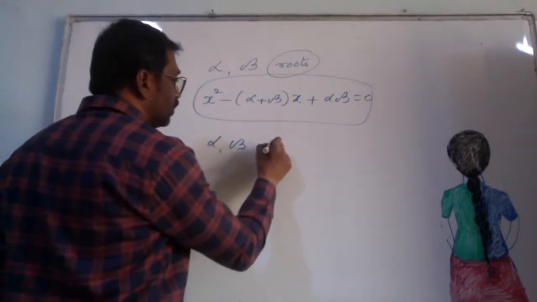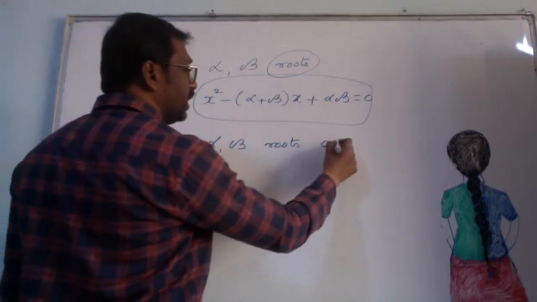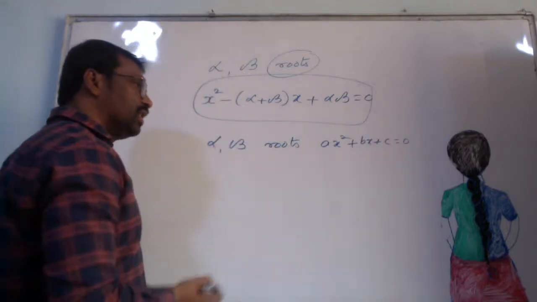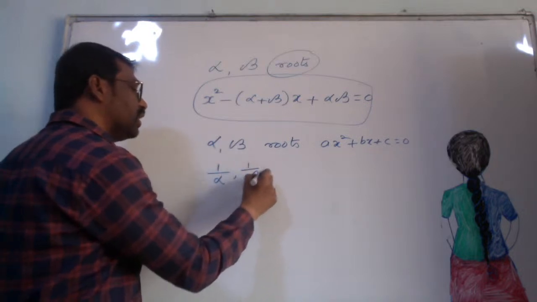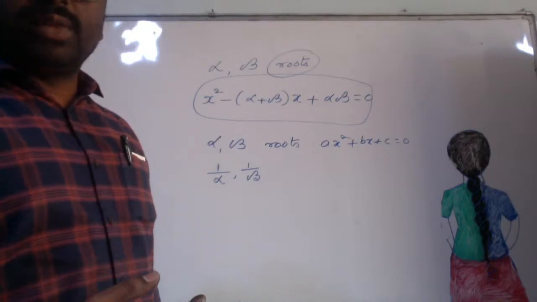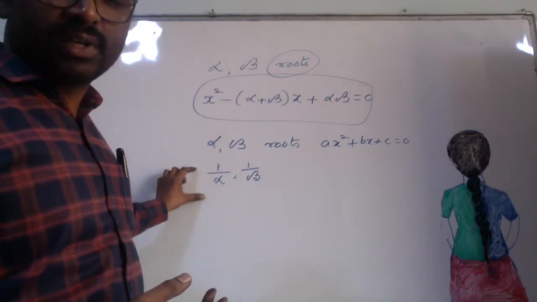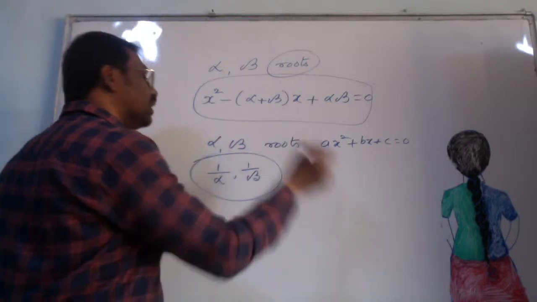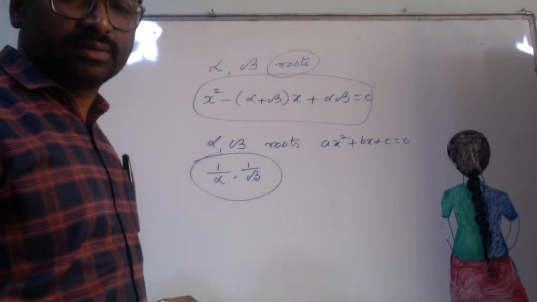Alpha, beta are the roots of the quadratic equation ax square plus bx plus c equal to 0. Then what is the quadratic equation whose roots are 1 by alpha and 1 by beta? So 1 by alpha, 1 by beta mean these are the reciprocals of the given roots, right? Alpha's reciprocal is 1 by alpha, beta's reciprocal is 1 by beta. So we have to find the quadratic equation whose roots are 1 by alpha and 1 by beta.